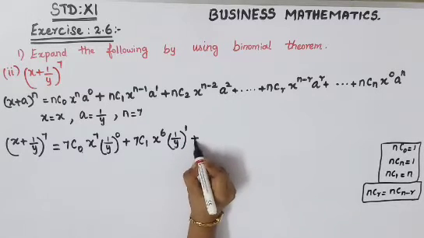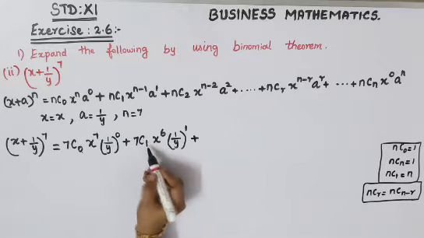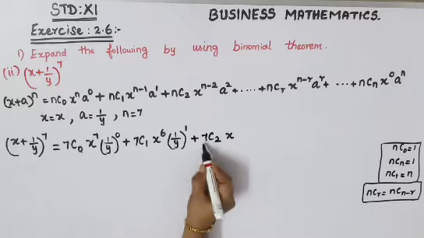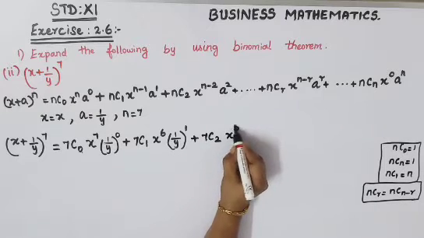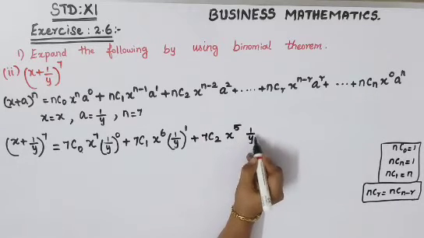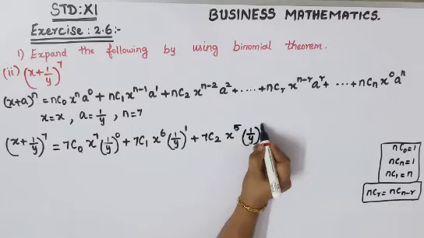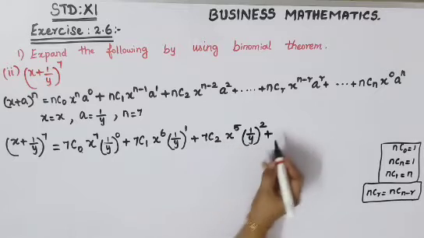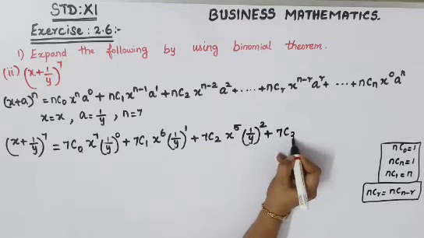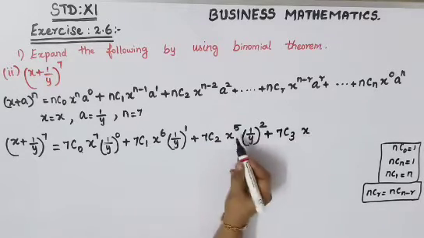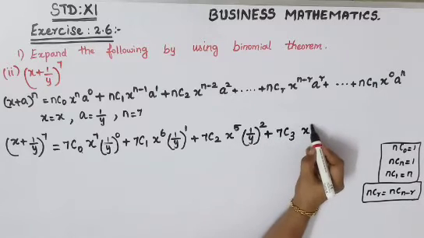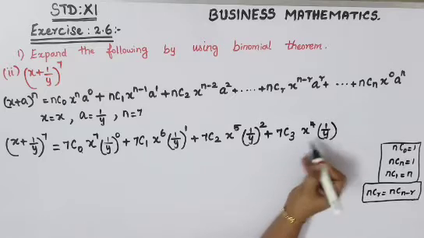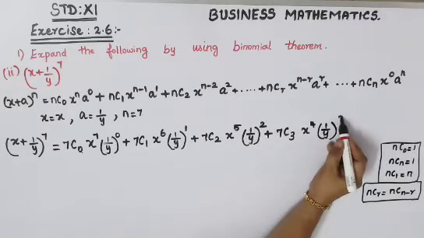Plus again your next term, 7C1 is over. So 7C2 x power 7 minus 2, you will get 5. Again 1 by y power this 2, so you can write power 2. Then plus, 7C2 is over, 7C3 again x power 7 minus 3 is 4, again 1 by y the whole power 3, so write that 3 here.